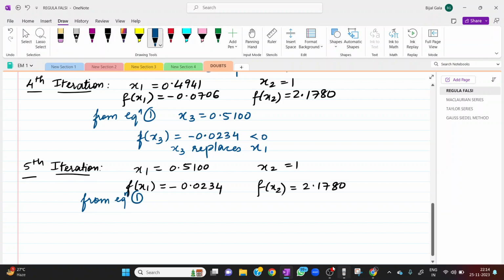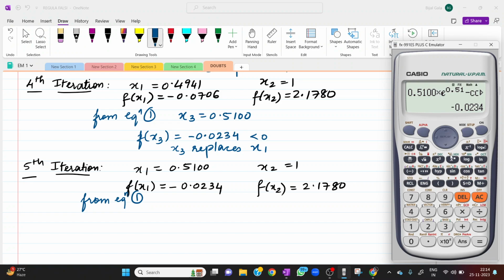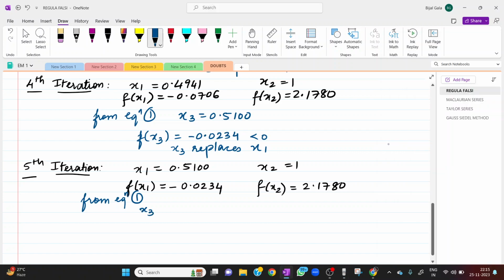Again, using equation number 1. And I'll of course use the history in the calculator. I think I did press on. Yeah. Okay, so I have to type it all over again. So 0.5100 multiplied by 2.1780 plus, because of the cross multiplication, 1 times I may not write, 0.0234. Denominator is 2.1780 plus 0.0234. Okay, so this is 0.5152. So x3 is 0.5152. Let's calculate f of x3.